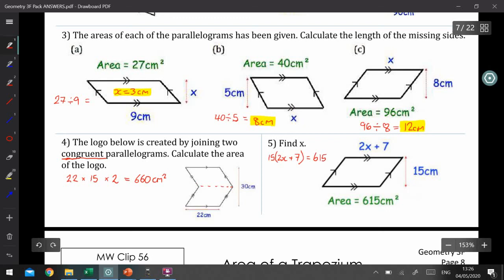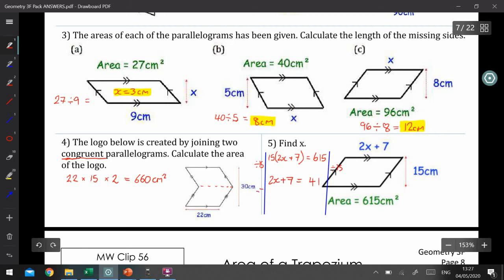Now you've got two choices here. You could either expand your bracket by multiplying by 15, or you could see if you can divide straight away by 15. Now, does 15 go into 615? Probably does. Let's have a little look. Yes, it does. Okay, so I'm going to divide by 15. Show my steps like this. And that will just give me 2x plus 7, the bracket. And 615 divided by 15 is 41.